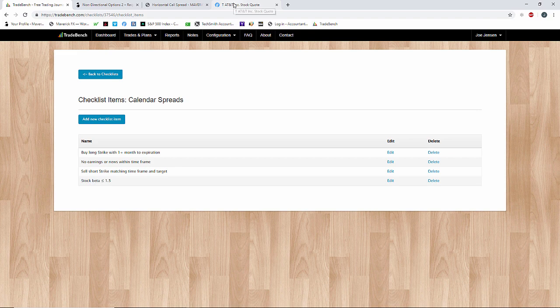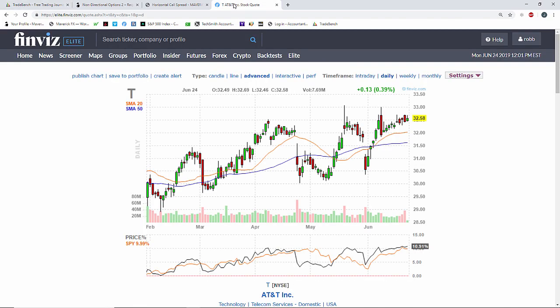So let's jump out to a stock that I did find. Now, I found this on the FinViz. And what I liked was AT&T. AT&T showing a little bit of resistance about the 32.5 level. So I'm thinking that this is going to consolidate here for maybe about 10 days, and then it'll shoot up within that month's time frame, pushing above 33, maybe 33.5 as far as a breakout.